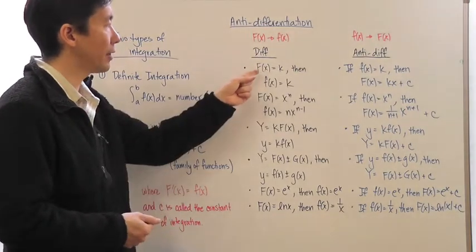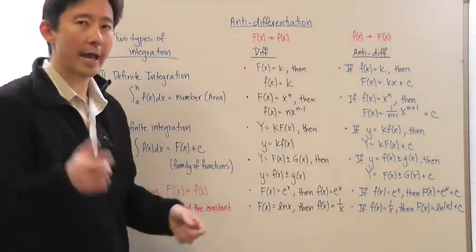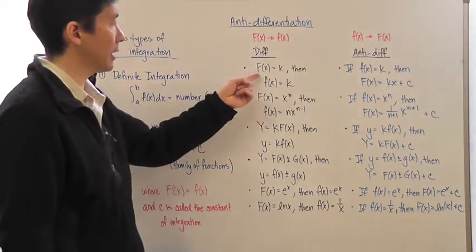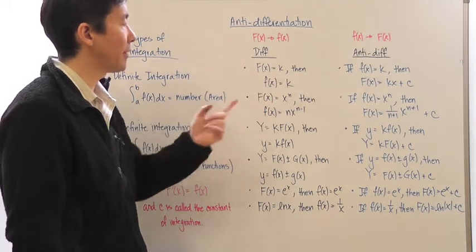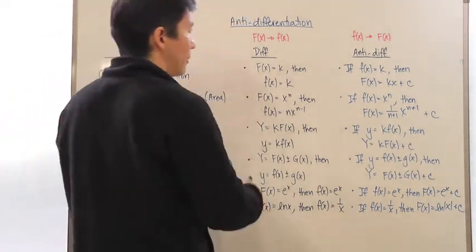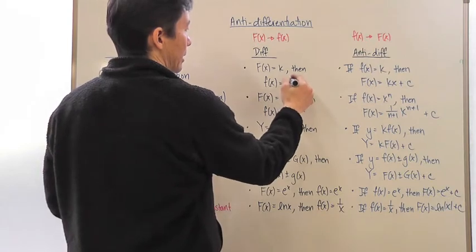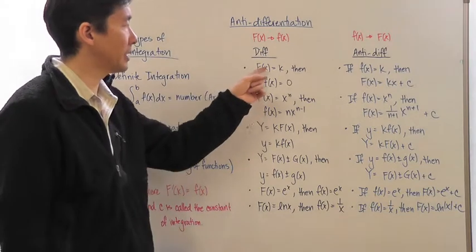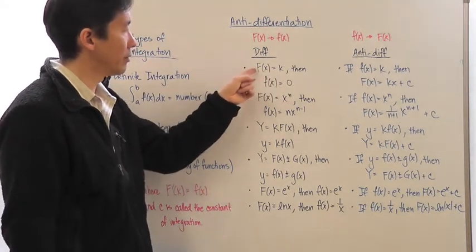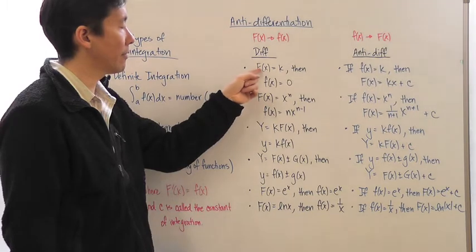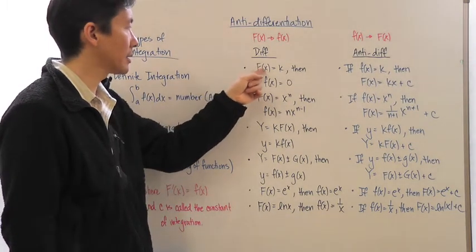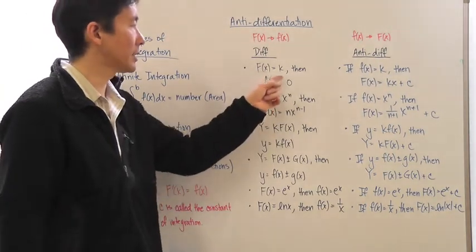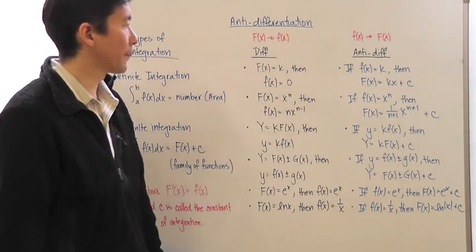If I was to start off with a capital F of x, and if I was to differentiate that, what would I come up with? So if I take a look at capital F of x is equal to k, if I differentiate both of them, basically what I come out with is 0. Notice that if I take the derivative of both sides here, the derivative of capital F of x is capital F prime of x, which is going to be the same thing as f of x. So we're going to call that f of x, and that of course is going to be equal to 0.